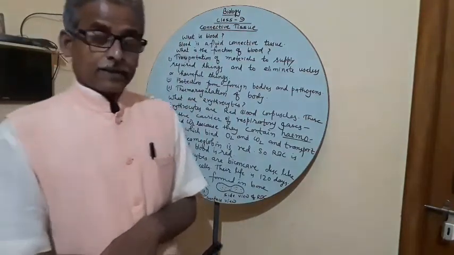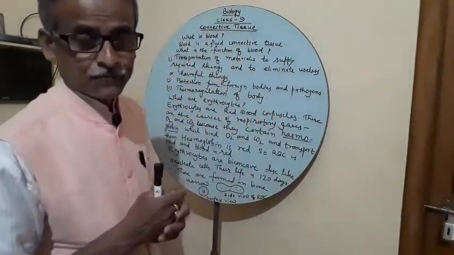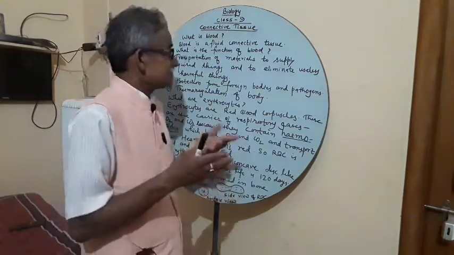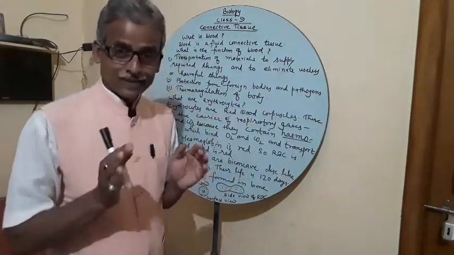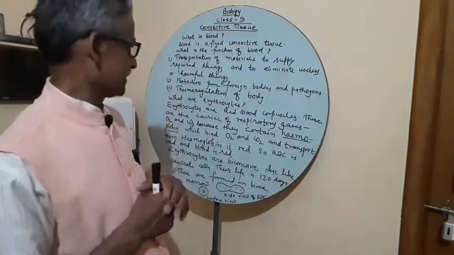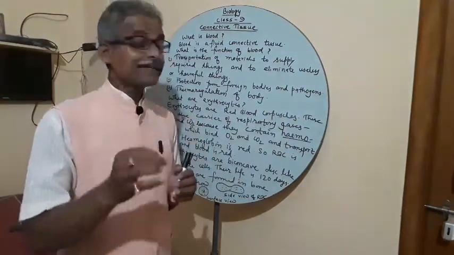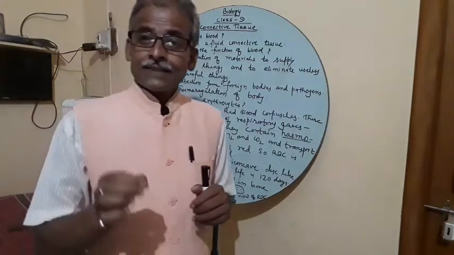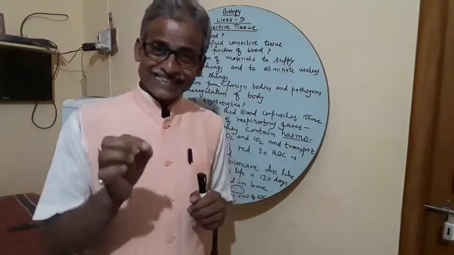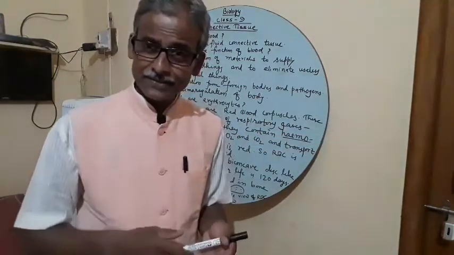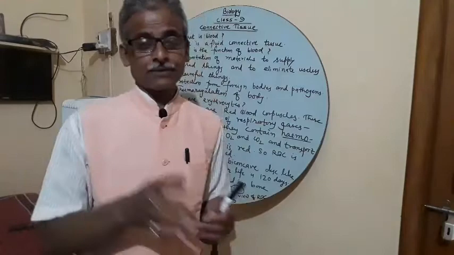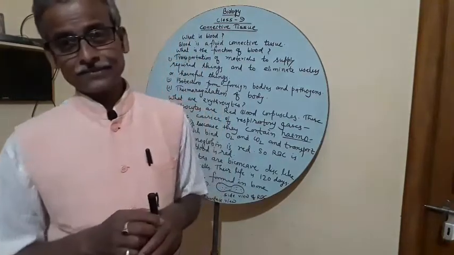We have learned that there are three types of blood cells. Among them, first is erythrocytes. What are erythrocytes? So erythrocytes are red blood corpuscles or red blood cells. Erythrocytes are the carrier of respiratory gases. What are respiratory gases? Oxygen and carbon dioxide are respiratory gases.